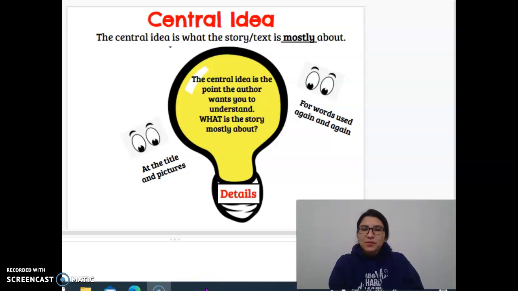Today we are going to be reviewing central idea. The central idea is what the story or text is mostly about. Let's go ahead and look at this little light bulb. The central idea is the point the author wants you to understand. What is the story mostly about?